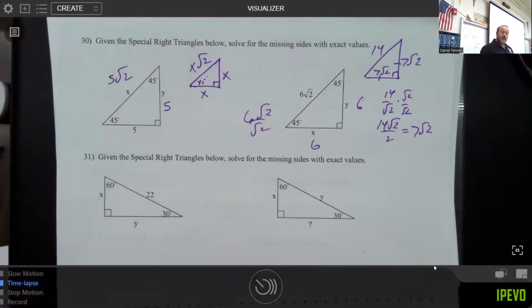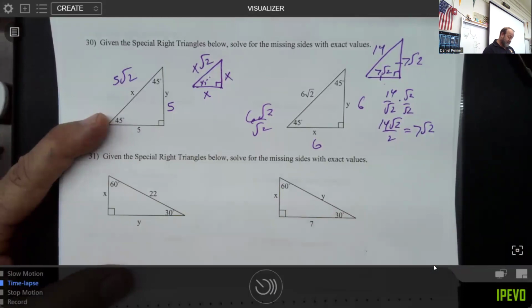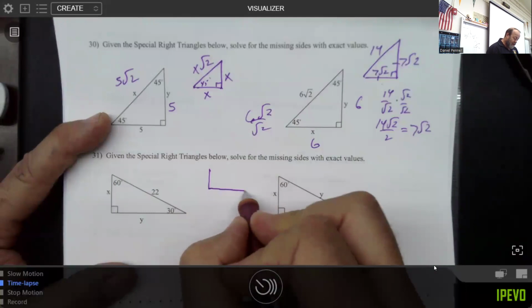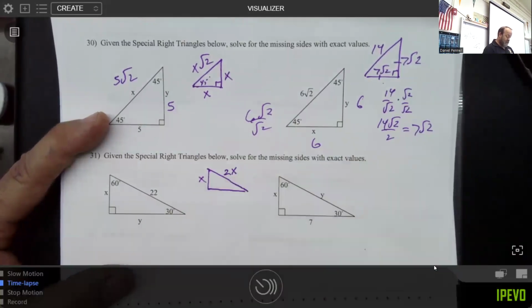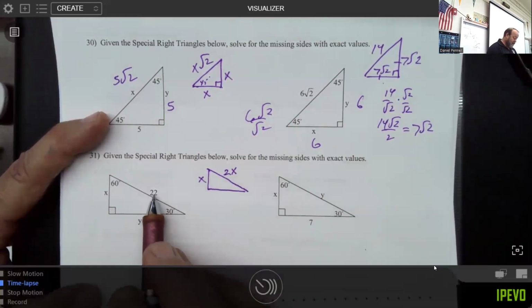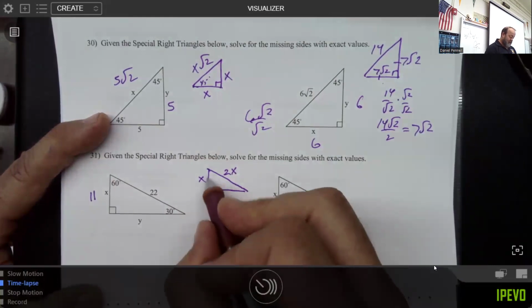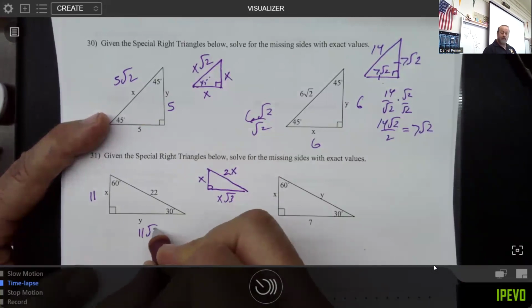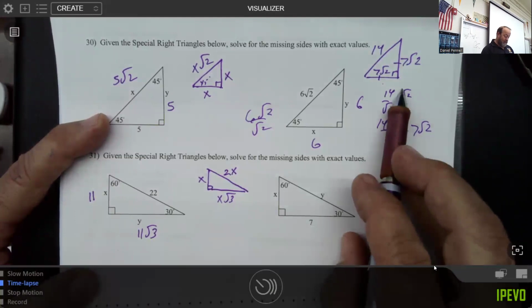So 31, it's a little special right triangle story that we want to look at, and that is in 30, 60, 90 stories. Whenever you have a 30, 60, 90, whatever your shorter side is, the hypotenuse is twice that big. So notice if this is 22, then that's going to make this side 11. And then whatever the short side is, you would multiply that short side by root 3, and that would get you the long side. Now, we didn't have the harder problem here, but we do have it here.